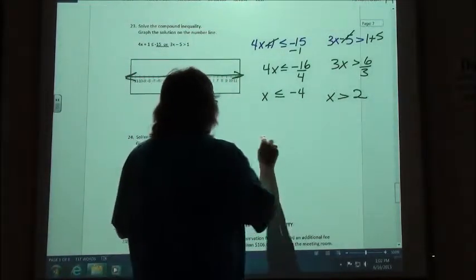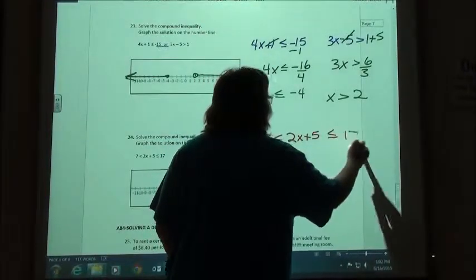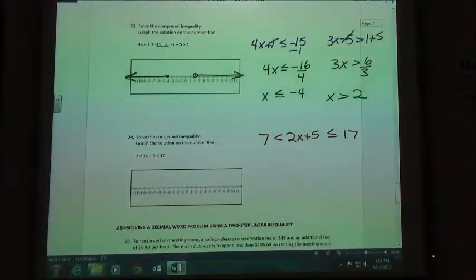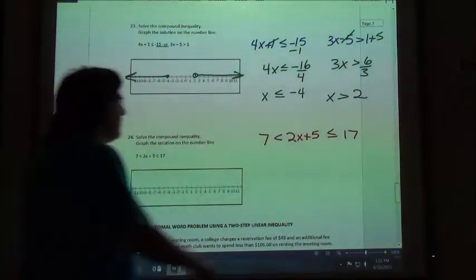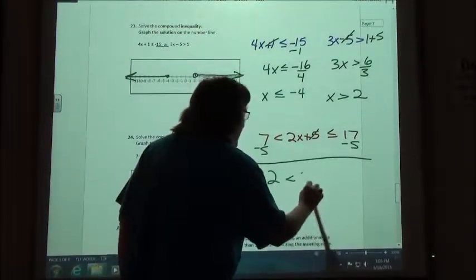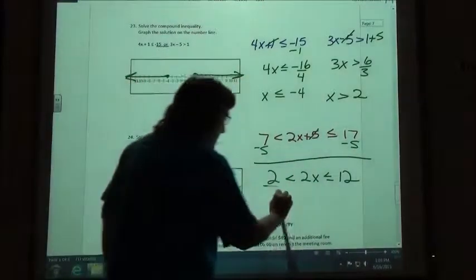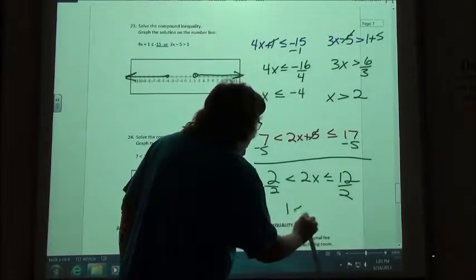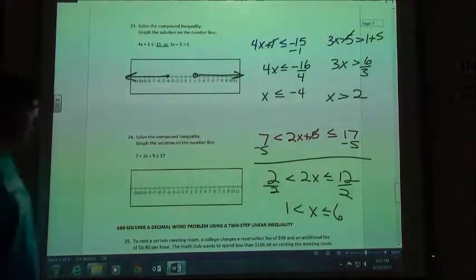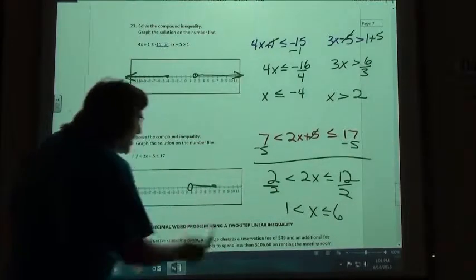So on 24, we have 7 is less than 2x plus 5, which is less than or equal to 17. If I want to solve that one, what would I do? Minus my 5 first, so I would get 2 is less than 2x, which is less than or equal to 12, and then I'm going to divide by 2. So 1 is less than x, which is less than or equal to 6. So on my number line, I have an open circle at 1, a filled in dot at 6, and this time I'm shading between my two dots.